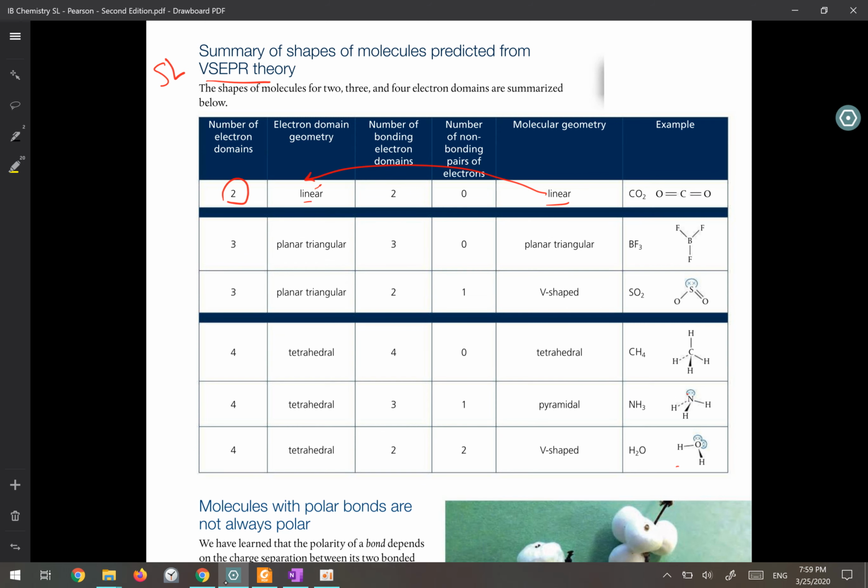As you can see in CO2, you have two domains here, one here, this is the second one, and the angle between these two domains is 180 degrees.